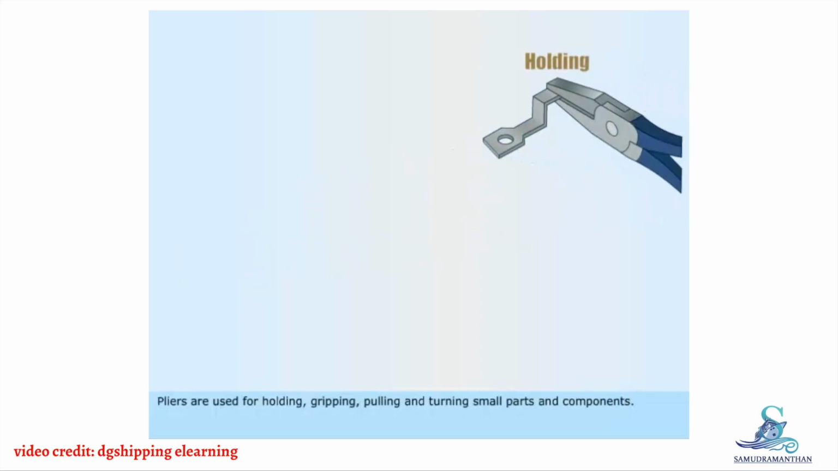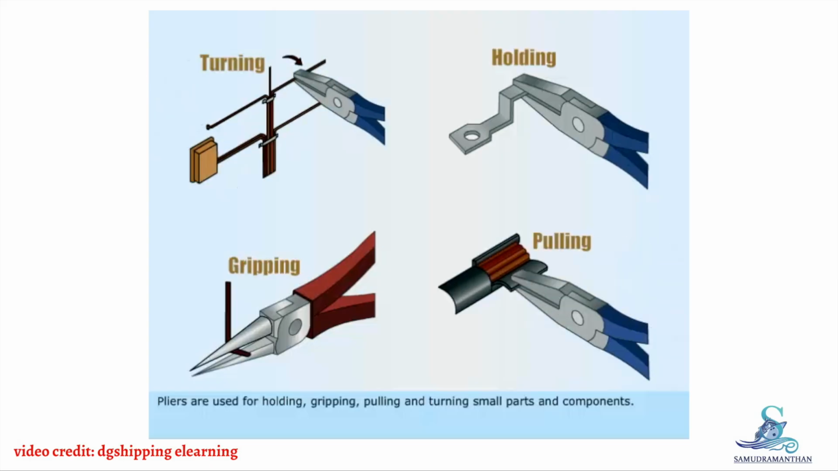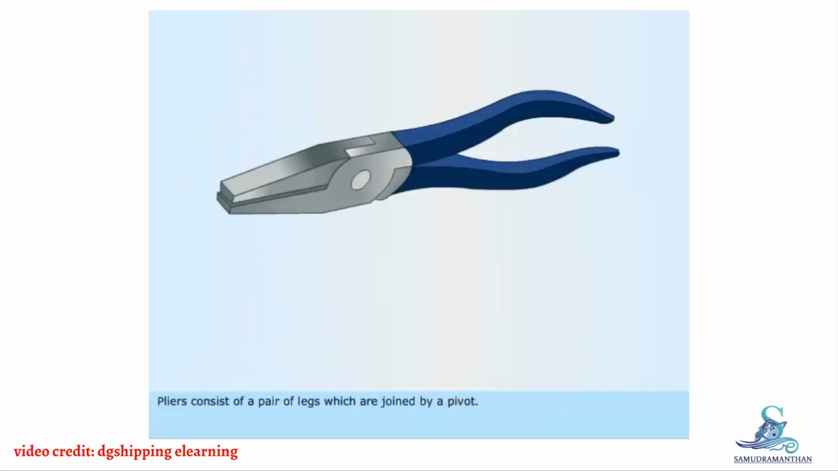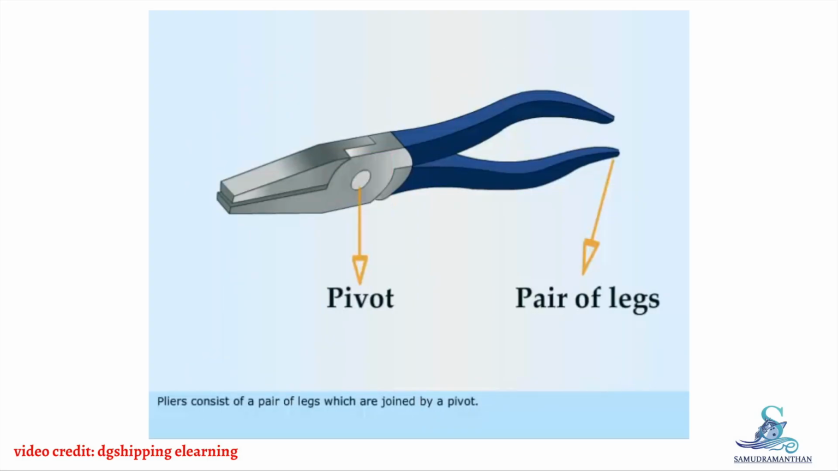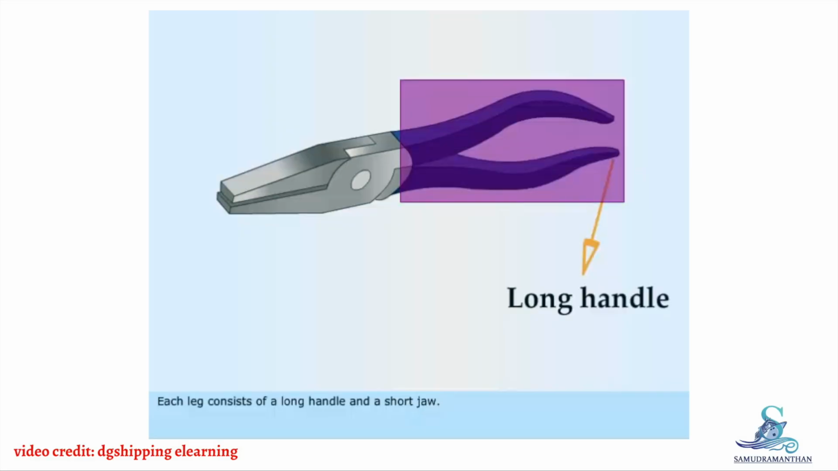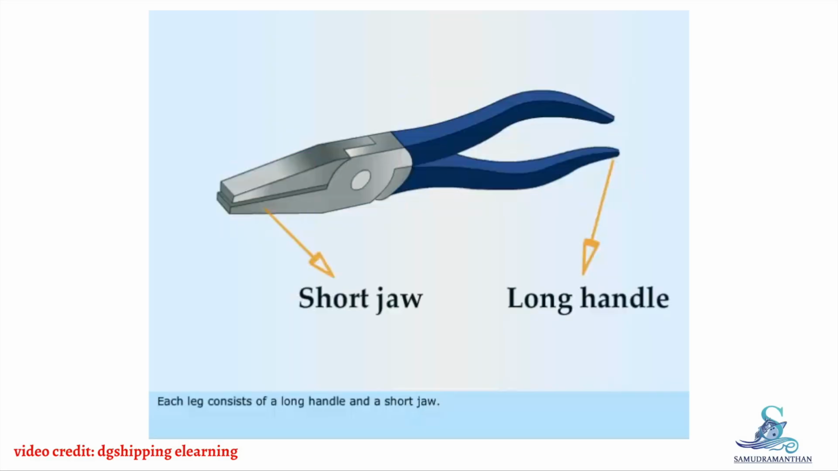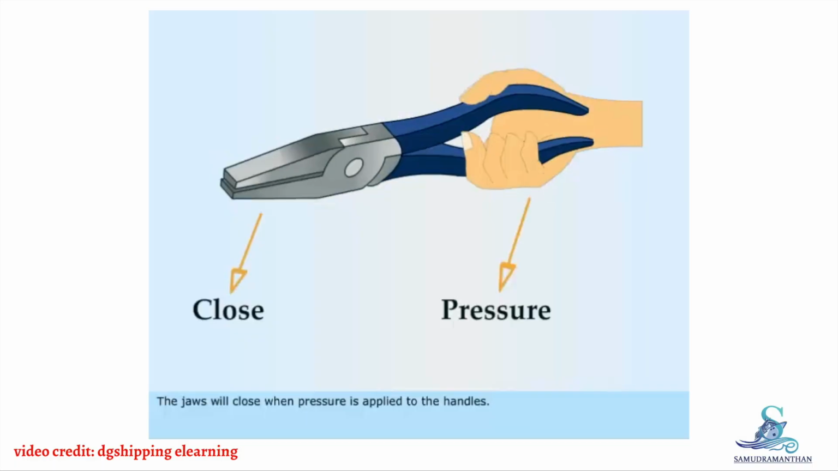Pliers are used for holding, gripping, pulling, and turning small parts and components. Pliers consist of a pair of legs which are joined by a pivot. Each leg consists of a long handle and a short jaw. The jaws will close when pressure is applied to the handles.